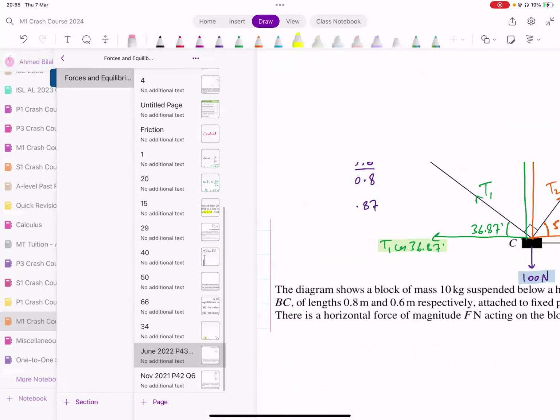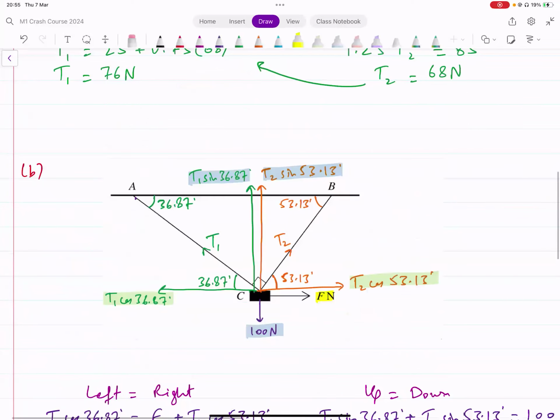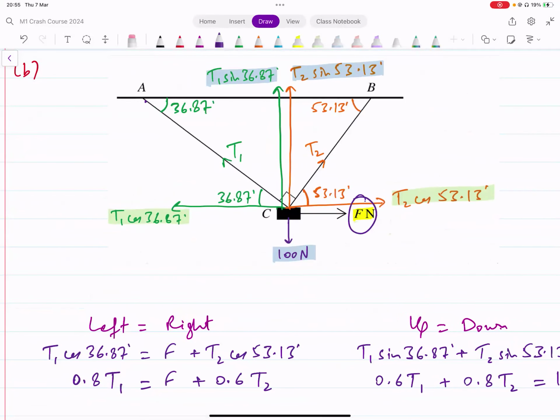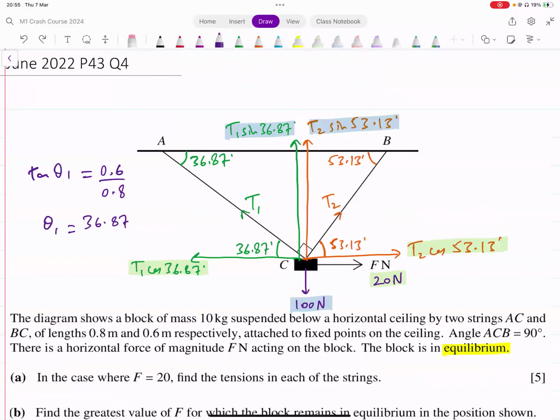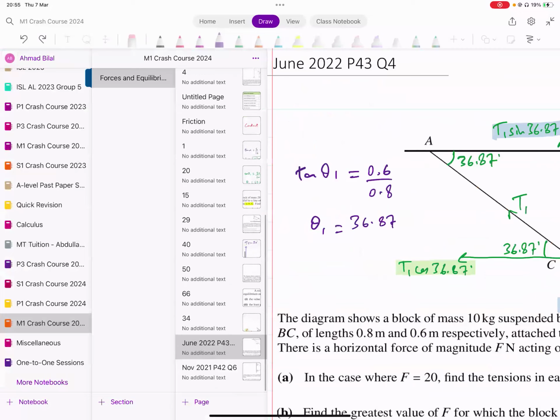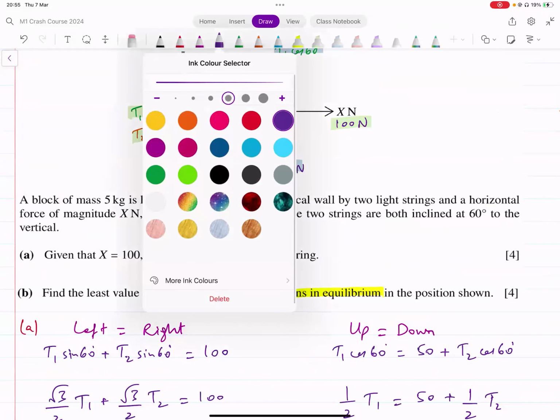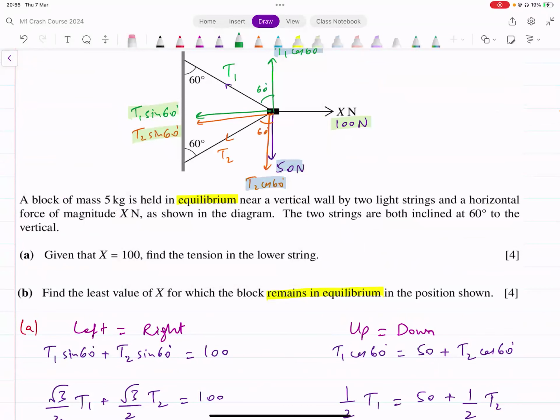Now, in this case, for instance, we saw that here. We were looking for the greatest possible value of F such that the equilibrium position would change. Why? Because if F was too big, the block will move toward the right side. If it was too small, it would stay the same. In this case, however, we are looking for the least value of this force X.